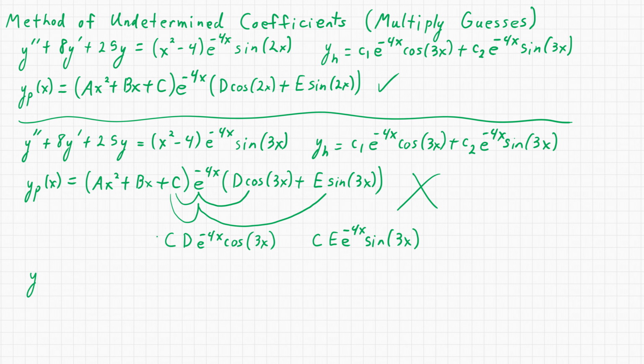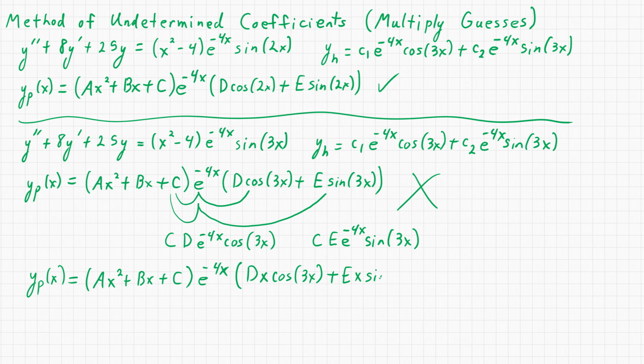Intuitively, I like to modify the part that's causing a problem. So I do y particular of x equals, I still have my polynomial ax squared plus bx plus c times e to the negative 4x, and then times d times x times cosine of 3x plus e times x times sine of 3x, because they were both causing problems.